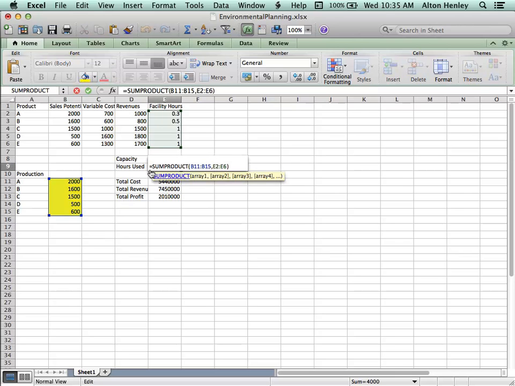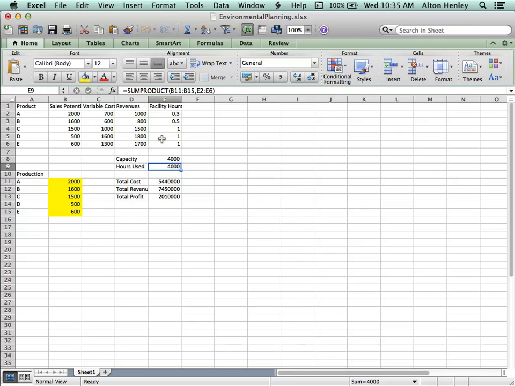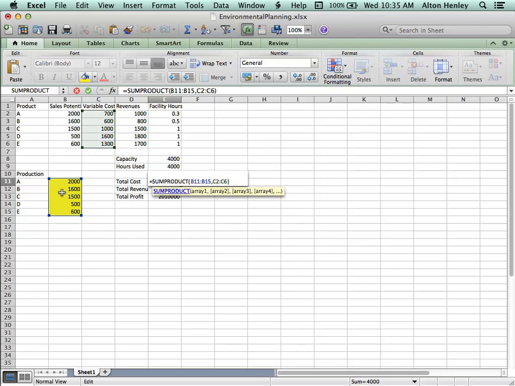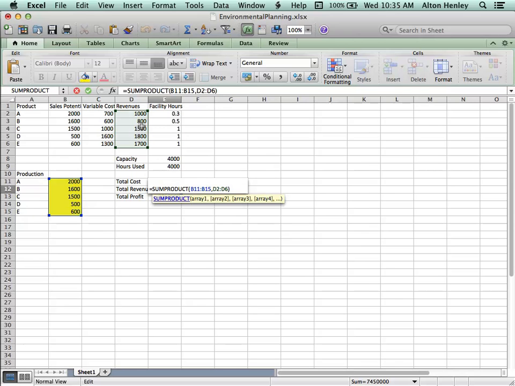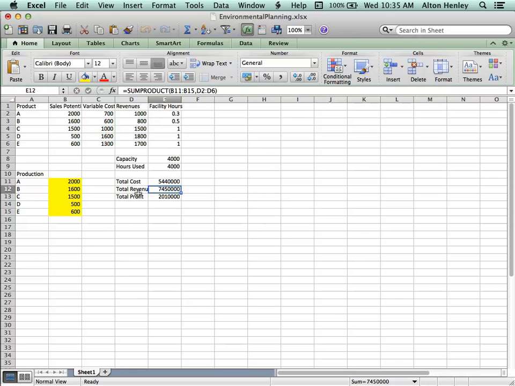To figure out my hours used, I multiply my decisions times my facility hours and add them together using some product. We have cost for each item, so I figured out my costs by using my decisions and some product to the variable cost. And I have a revenue, and again, I use some product between those two columns. And finally, the profit is the difference between the two.